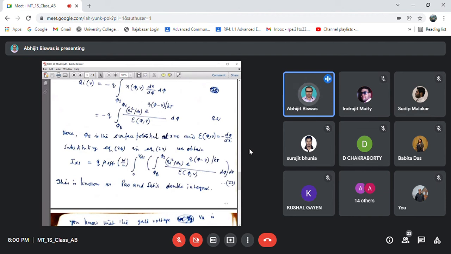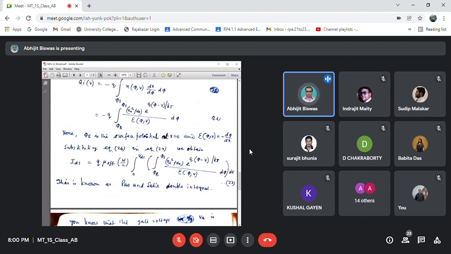Actually, limitations are hidden within the assumptions. What assumptions have we made? We have made the gradual channel approximation, where we converted the second order 2D Poisson's equation to 1D. It is not always true. If we consider short channel MOSFETs, the gradual channel approximation does not hold good. So this is one limitation.